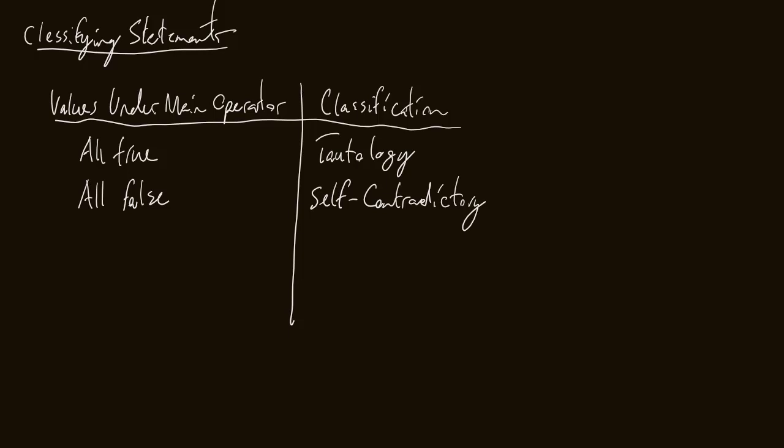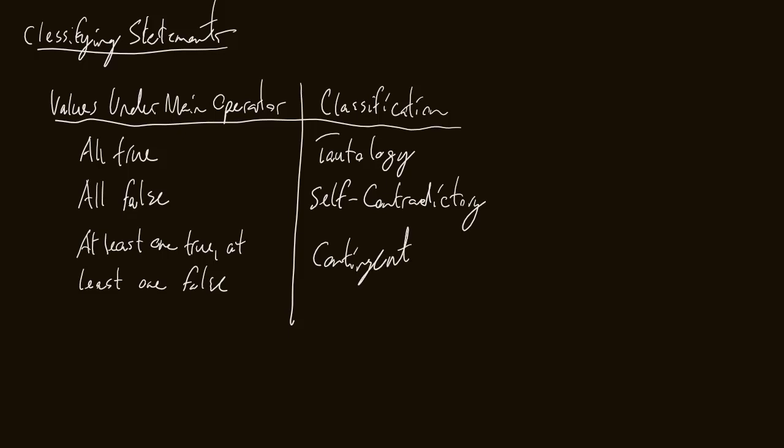And our third statement is contingent. So if the values are at least one true and at least one false, then our statement is contingent. It's contingent on the values of A and B, right? Because depending on A or B, this whole statement might be true or false. So let's look at an example of that.